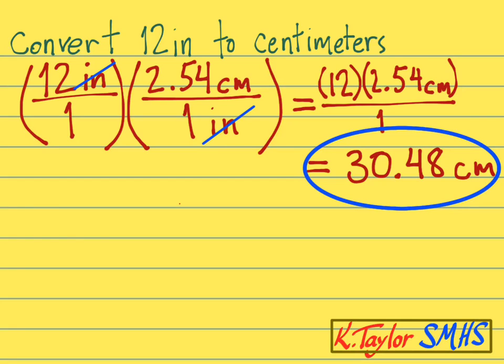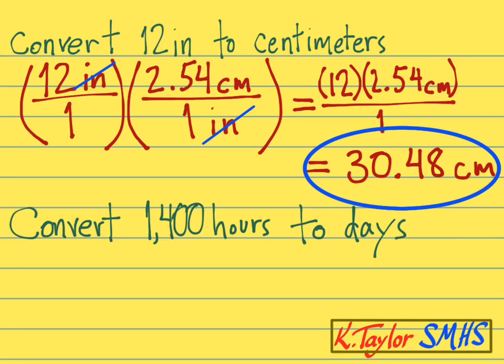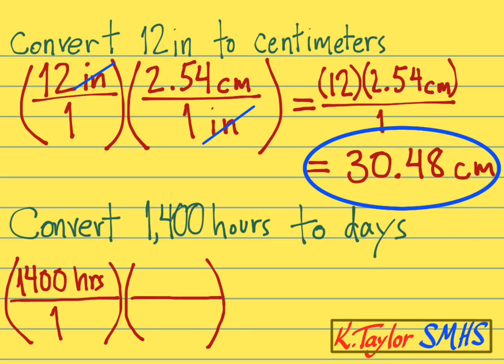Let's try another one. Let's try converting 1,400 hours into days. Okay? So you probably already know something about converting hours into days. But let's start off with our first quantity, which is 1,400 hours over 1. That's our beginning point. Now we're going to write a conversion factor that allows us to eliminate the hours. So stop and think for a second. Should the hours be on the top of the fraction or on the bottom of the fraction if we want to cancel them out? That's right.